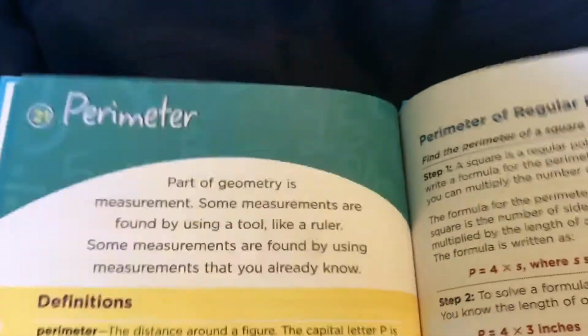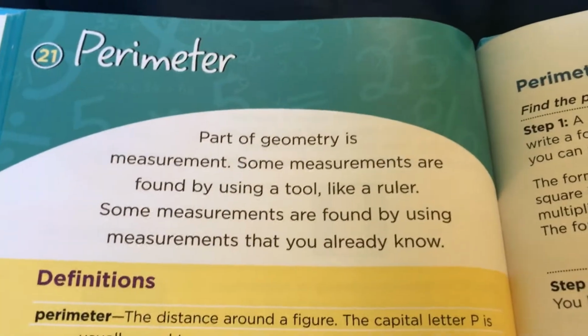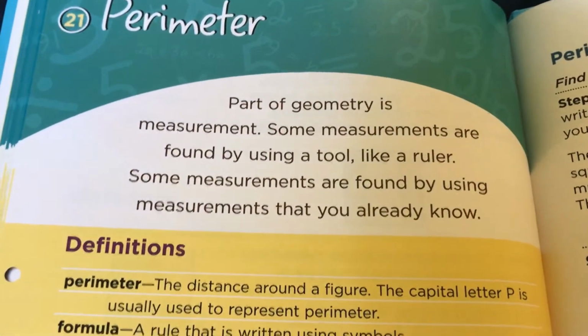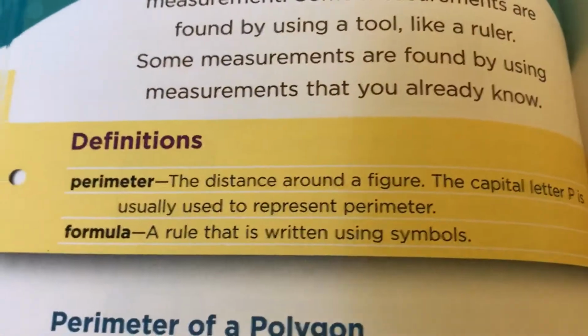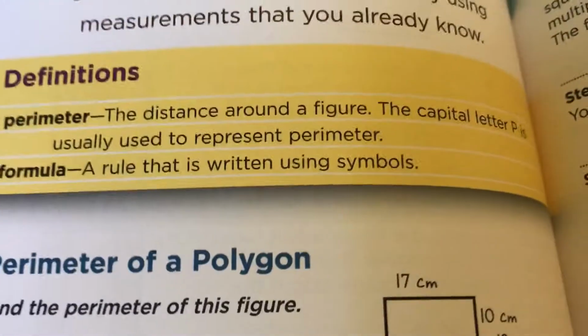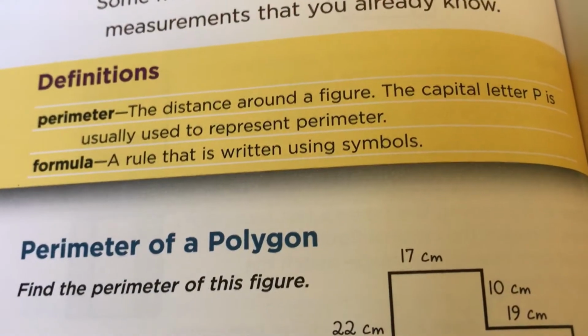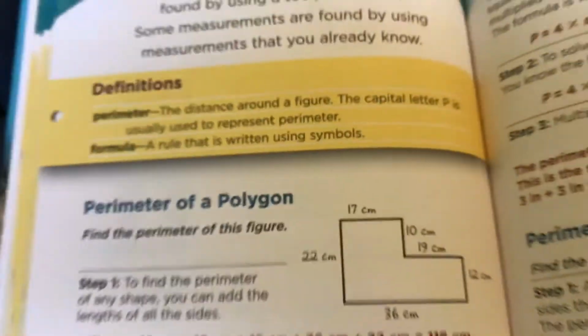Okay. Perimeter. Part of geometry is measurement. Some measurements are found by using a tool like a ruler. Some measurements are found by using measurements that you already know. Perimeter, the distance around a figure. The capital letter P is usually used to represent a perimeter. Formula, a rule that is written using symbols.